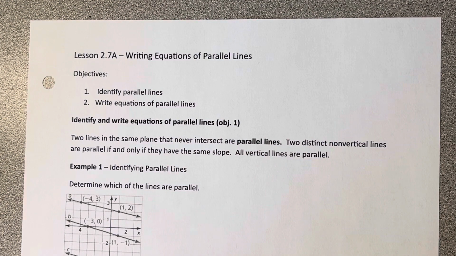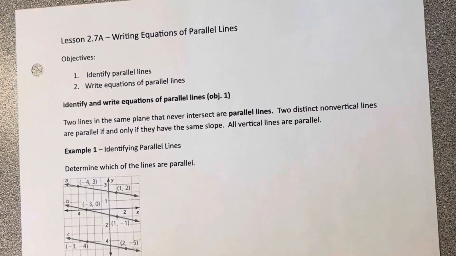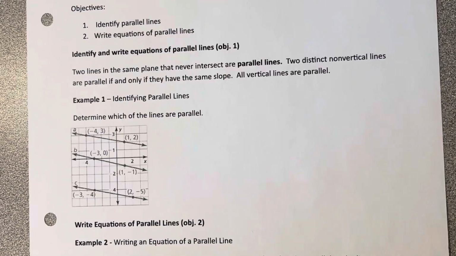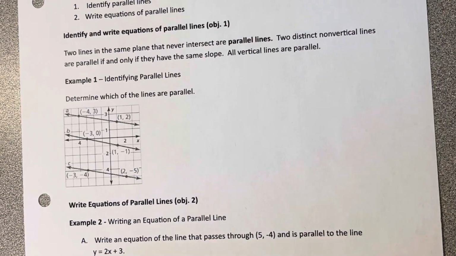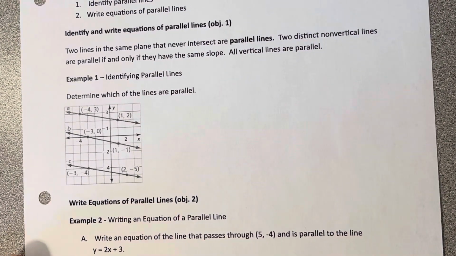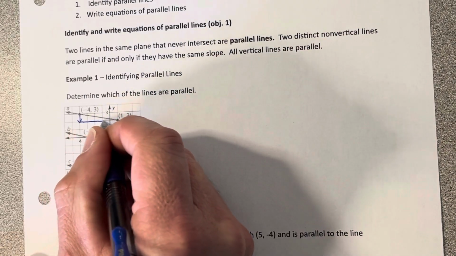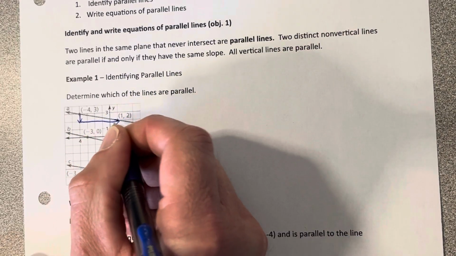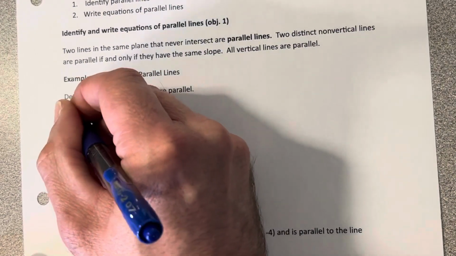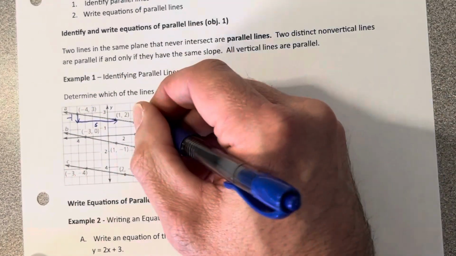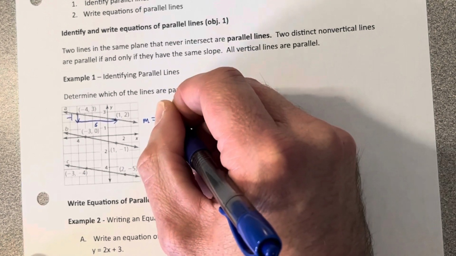Sometimes you will be given a graph, and a lot of times you can kind of guess. If they look like they're parallel and never going to cross, you can guess, but sometimes it's tricky to tell. So if you're given a graph, probably the easiest way is to do a slope triangle. Go down 1 and over 1, 2, 3, 4, 5. So down 1 over 5. The slope of this one is negative 1/5.